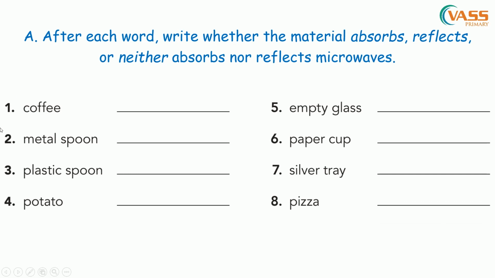Let's say it all together from 1 to 8. Coffee, a metal spoon, plastic spoon, potato, empty glass, paper cup, a silver tray, and some pizza. What do you think for number 1? Does it absorb, reflect, or neither?